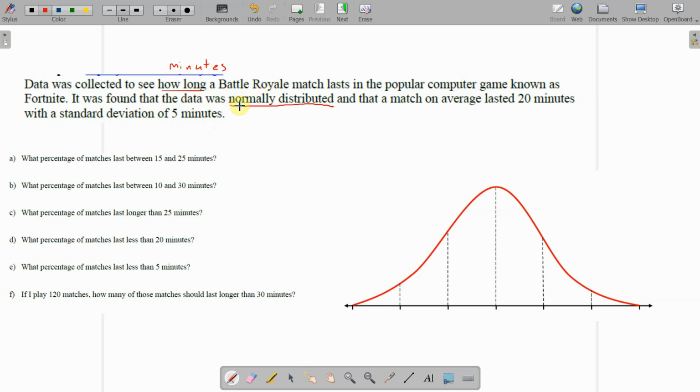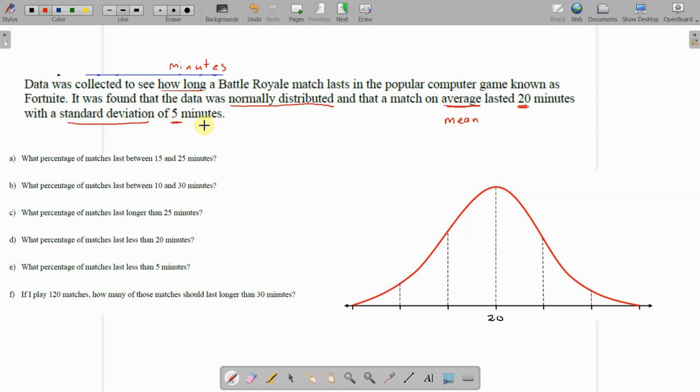Now we've got an average. Next clue is average, which is the same as the mean, and that lasts 20 minutes. So straight away on this distribution here, our normal distribution, the mean always goes in the middle, so that will be 20. Always the mean goes right there in the middle. And we've got a standard deviation, which is the measure of the spread, of 5 minutes.